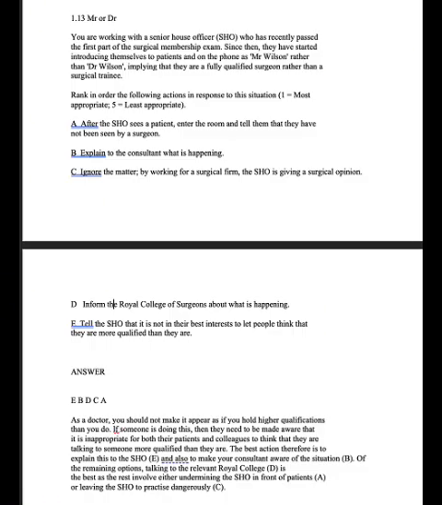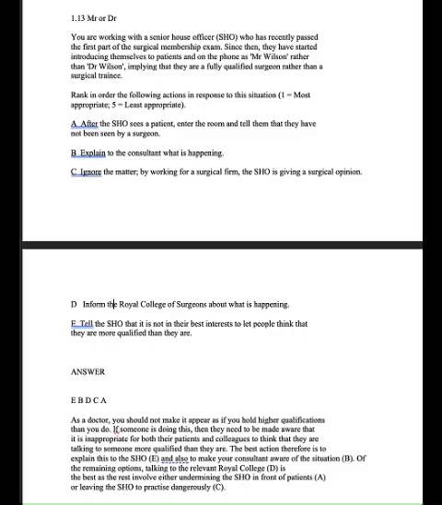As a doctor, you should not make it appear as if you hold higher qualifications than you do. If someone is doing this, then they need to be made aware that it is inappropriate for both their patients and colleagues to think that they are talking to someone more qualified than they are. The best action, therefore, is to explain this to the SHO, E, and also to make your consultant aware of the situation. B.